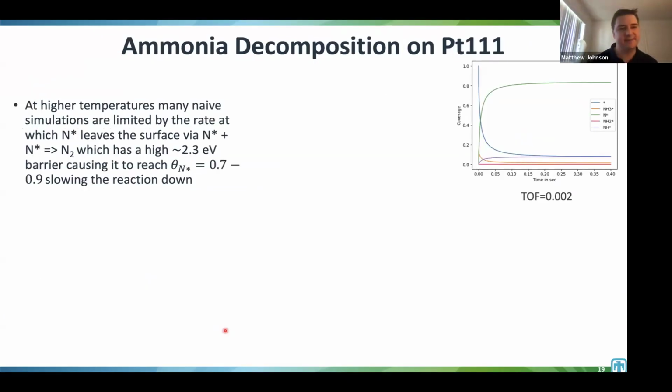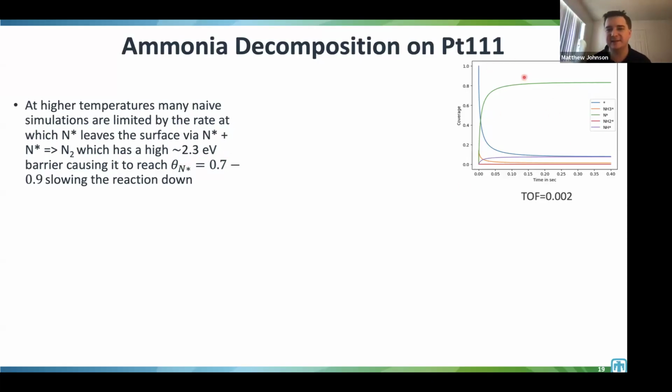Just a little quick demonstration of this. If we look at ammonia decomposition on platinum, if we were to run coverage dependent naive simulations, we might see the rate at which nitrogen leaves the surface. For ammonia decomposition, ammonia goes to the surface, it loses its hydrogens, and then nitrogen recombines to form nitrogen, and hydrogen recombines to make hydrogen. This is usually limited by the rate at which nitrogen leaves the surface, this nitrogen recombination reaction, which has a really high 2.3 eV barrier.